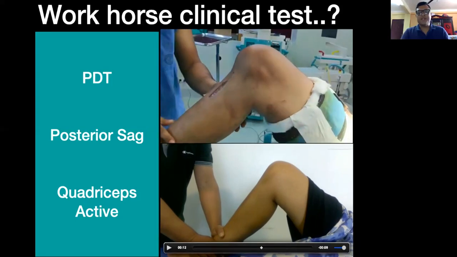So the message from this slide is very clear. There are so many tests mentioned in Campbell, but the 3 main tests for diagnosis of PCL are the posterior drawer test, posterior sag, and quadriceps active. Among these 3, the quadriceps active has more academic value than clinical value. If you can master the posterior drawer test and posterior sag test, you can almost diagnose all cases of PCL.